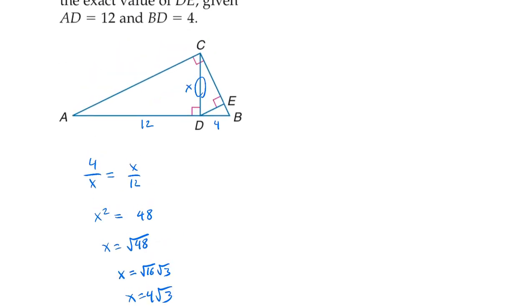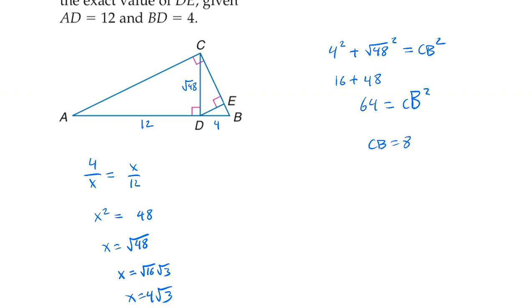Now we need to solve stuff inside. Well, if that's the square root of 48, we could use the Pythagorean theorem and say, then this side, CB, is equal to what? Well, 4 squared plus root 48 squared equals CB squared. So that's 16 plus 48, that's 64 equals CB squared. So that means CB is 8. Okay, so this whole segment is 8.